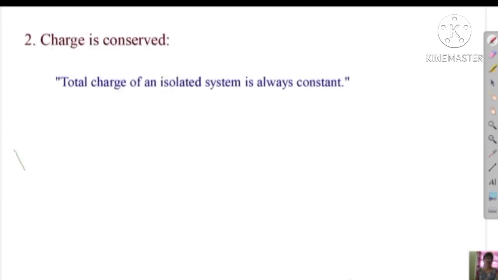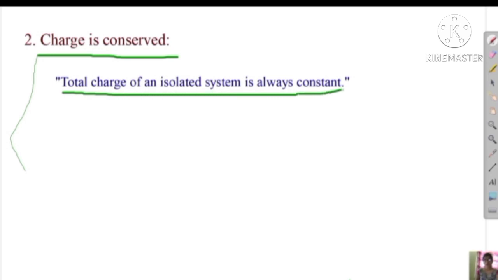The next topic is charge is conserved. What do you mean by the conservation of charge? The conservation of charge says that the total charge of an isolated system is always constant, which means that neither can a charge be created nor be destroyed.